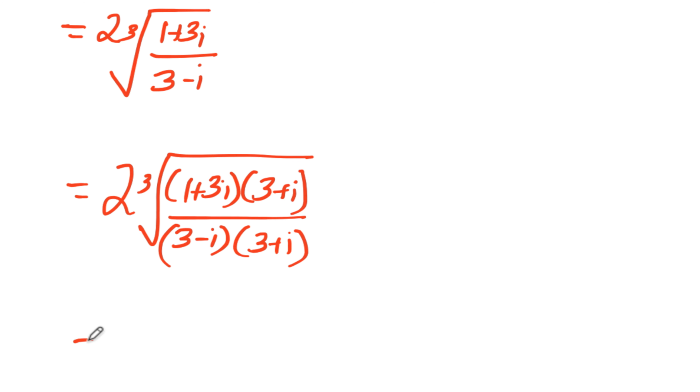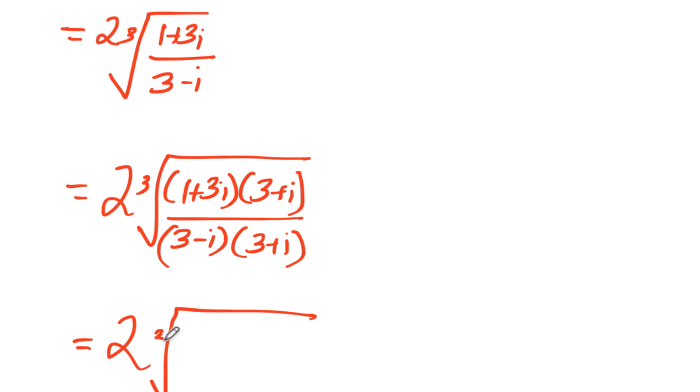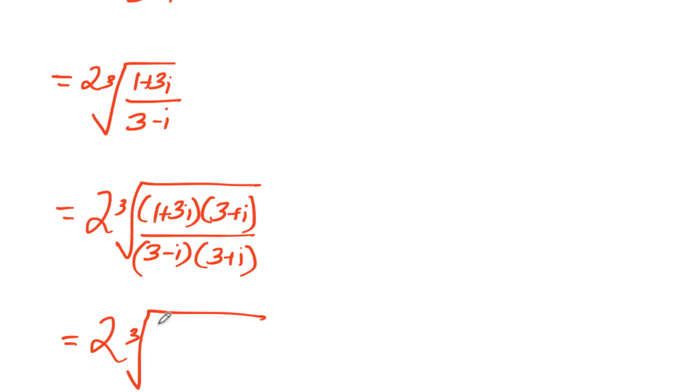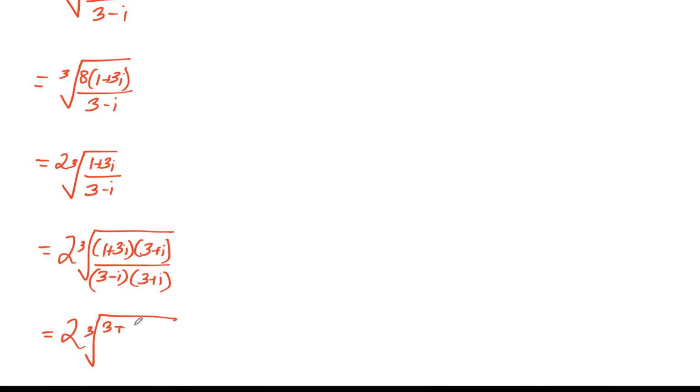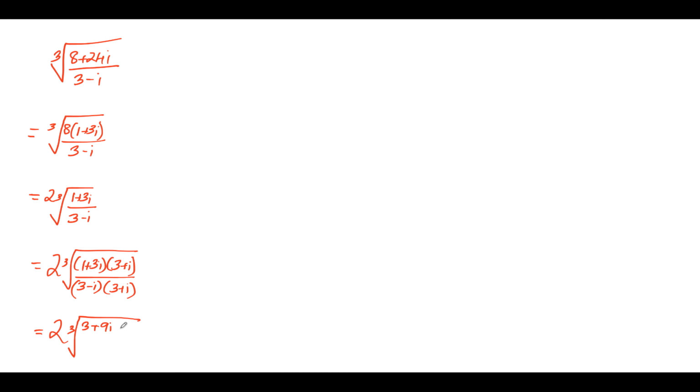So what do we get? We will get 2 into the cube root of, now let's open the bracket, so you will see 3 plus 9i plus i plus 3i square, divided by 3 square minus i square. So this is what we get, right? Let's continue solving this over here.